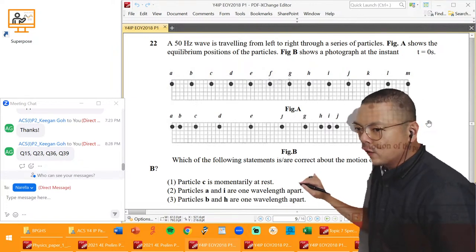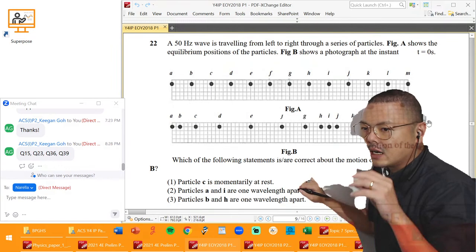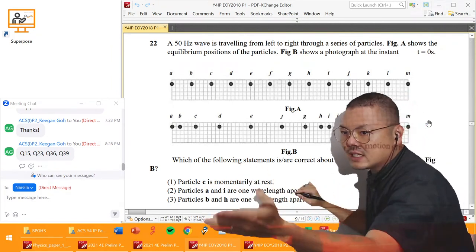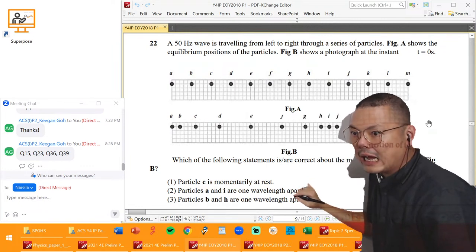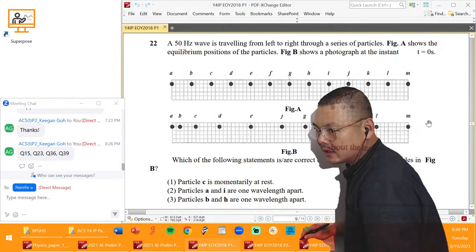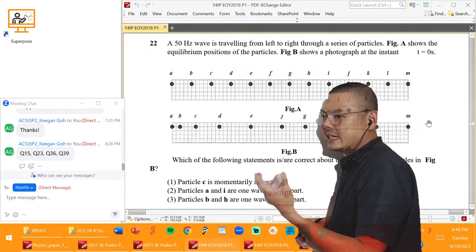But C moves to the amplitude. Pendulum, bro. Pendulum. When your pendulum is at the amplitude, what's the speed? C is the amplitude particle. C has moved to its amplitude.